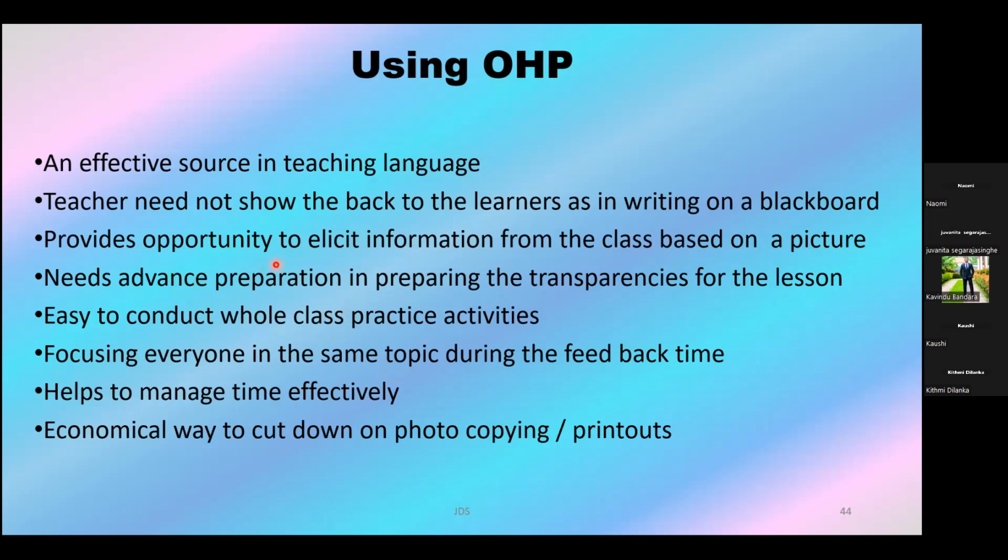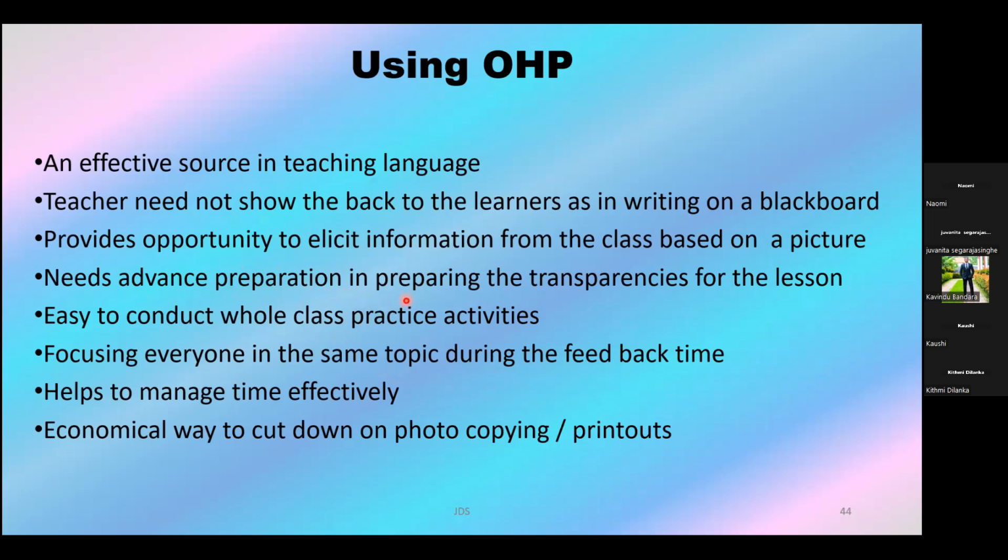It needs advanced preparation. That is, of course, very important. Without a transparency being prepared, you can't think of using the OHP. That's impossible.